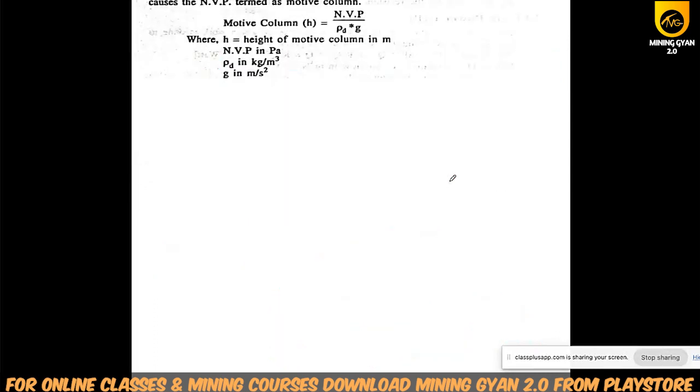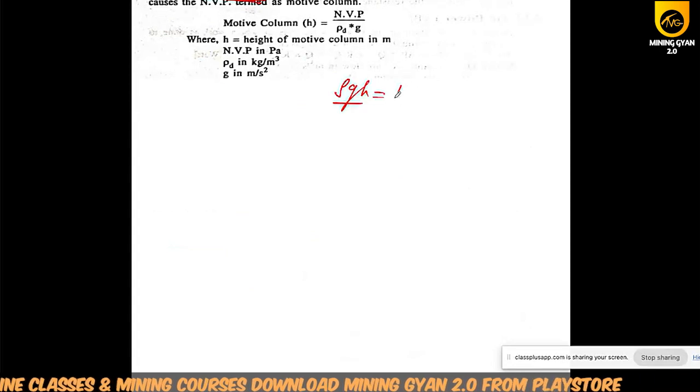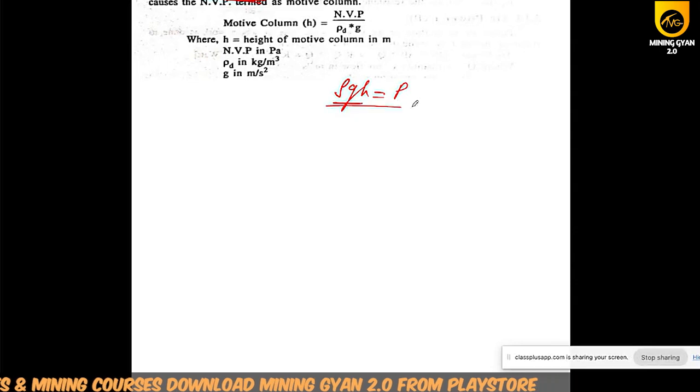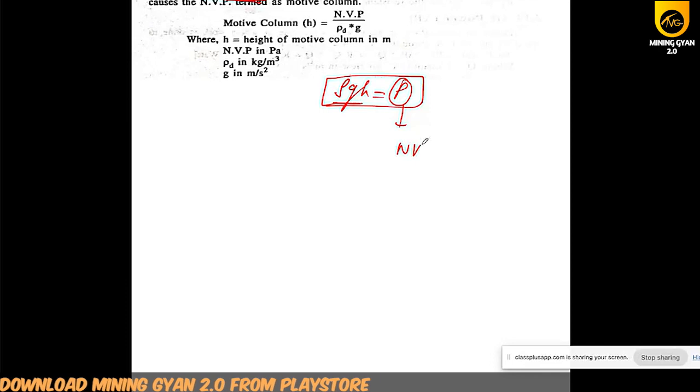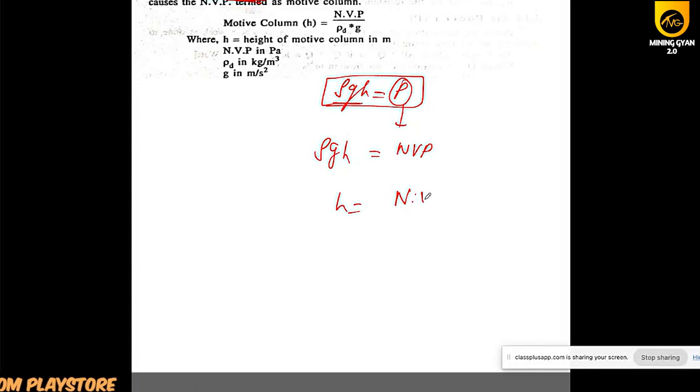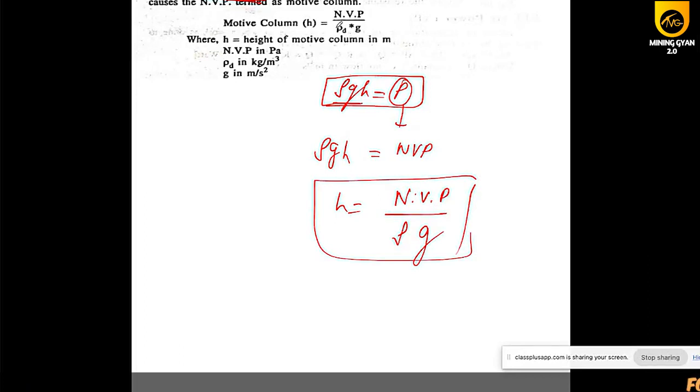Now motive column. Motive column is nothing complicated. I think you have seen rho G H. Here, if rho G H is P, what we are talking about here is NVP. So NVP is rho G H. So here H equals NVP divided by rho G, that is the formula. So motive column is the height of the air column in the downcast shaft which causes the NVP, termed as the motive column.